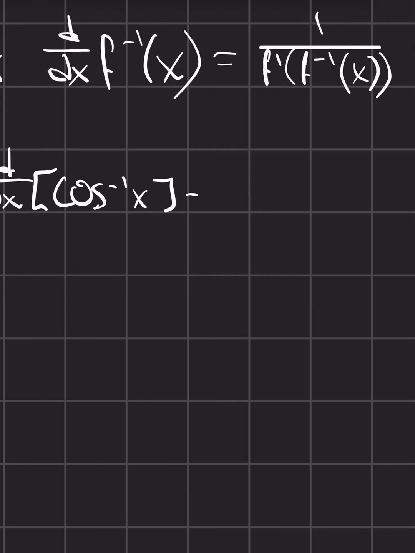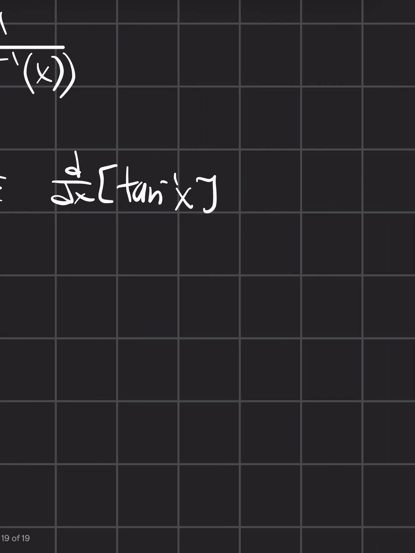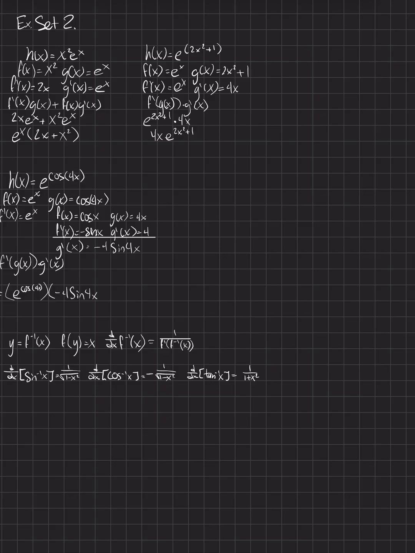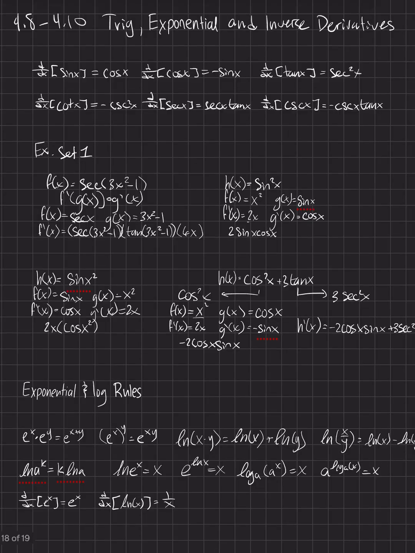is going to be equal to negative 1 over root 1 minus x squared. And then the derivative of the inverse of tan is going to be equal to 1 over 1 plus x squared. And with that, that covers everything that we need to know for sections 4.8 to 4.10: trig, exponential, and inverse derivatives.